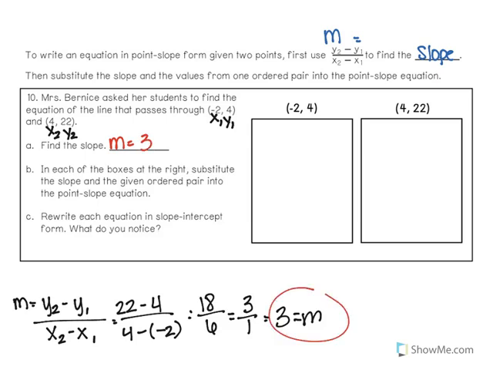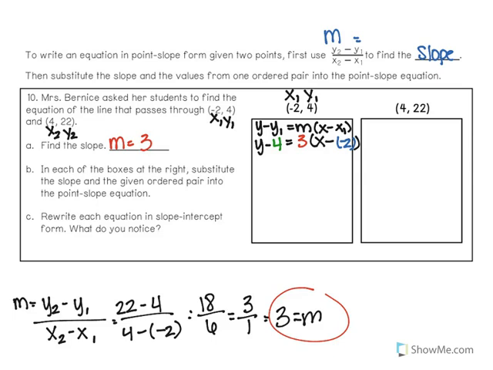Now, in each of the following boxes at the right, we're going to substitute in the slope and the given ordered pair. So we're going to label x1, y1. My formula for point slope form is y minus y1 is equal to m, my slope, x minus x1. Now that I plug everything in, y minus y1, y1 is a 4, is equal to m, my slope was 3, parentheses x minus x1, which is that negative 2.